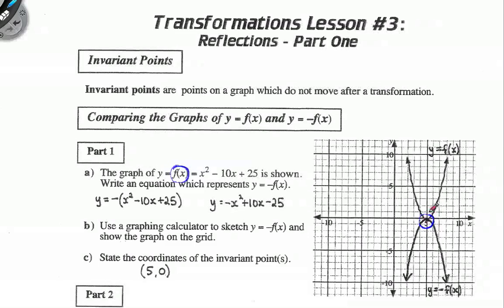So this point stays where it is, simply because when you multiply a coordinate or a value of 0 by negative 1, nothing happens. So let me just scroll down.